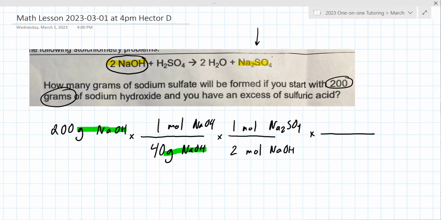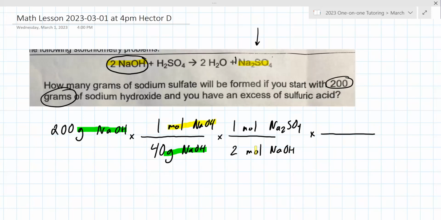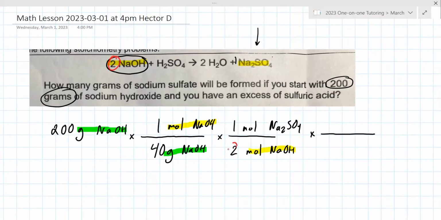Is that okay? I'm just using the coefficients. So did you multiply or did you? I'm using the coefficients in front of NaOH and Na2SO4. Okay. How did you?